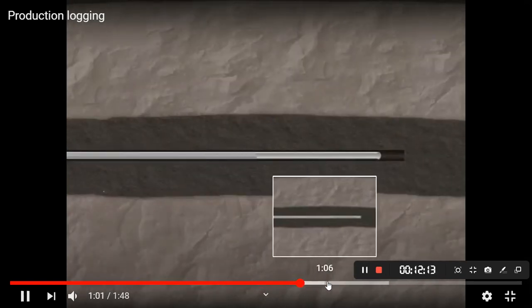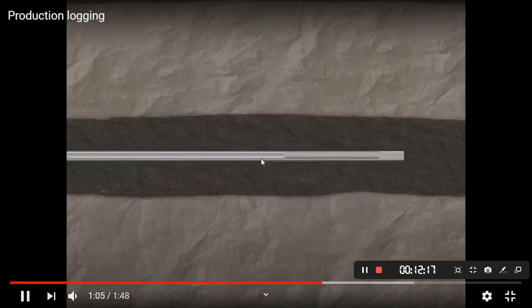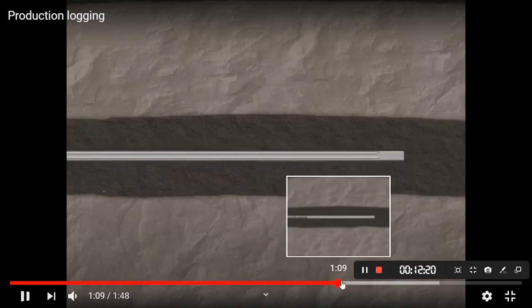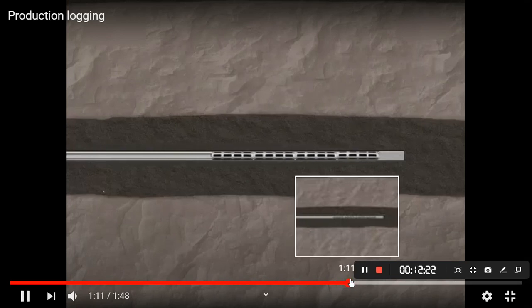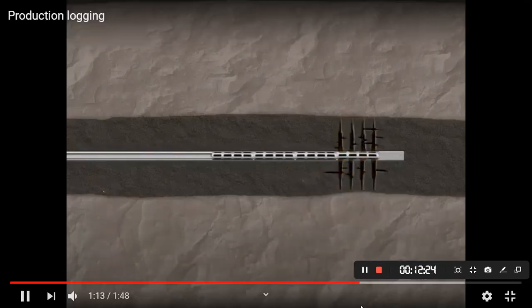So they drill, now they cement it, and then they use the logging in order to check the cement integrity, as I say. See the perforations done.